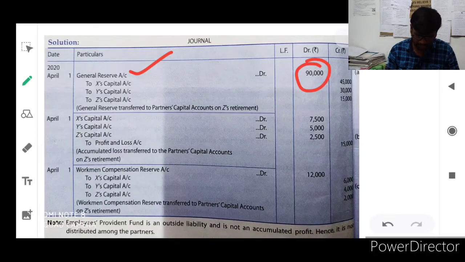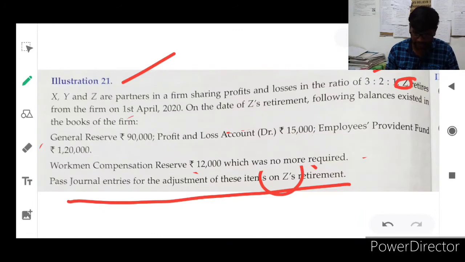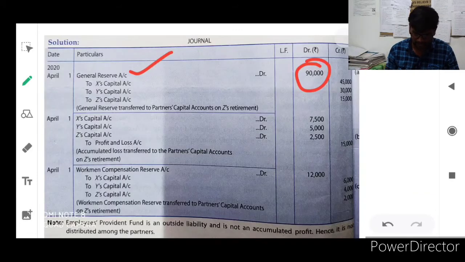So 90,000 into the ratios 3/6, 2/6, 1/6. So 90,000 into 3/6 means 45,000, 2/6 is 30,000, and 1/6 is 15,000. So it will be credited to all the partners' capital accounts.